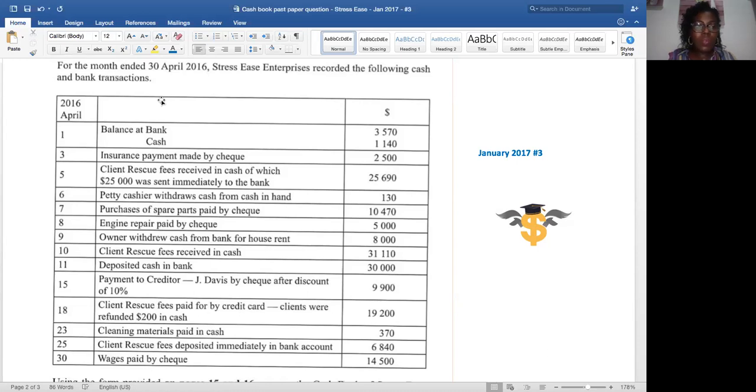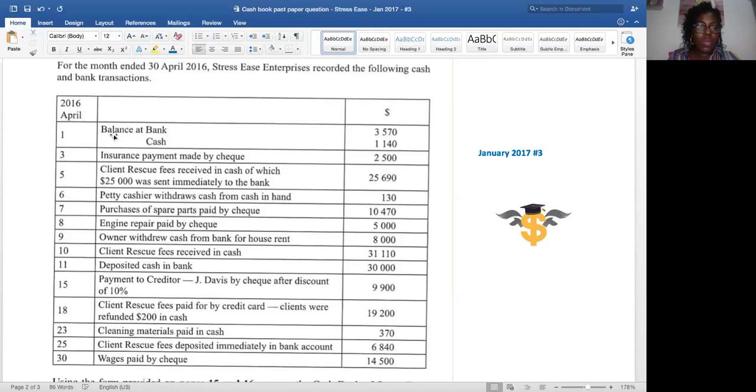So we start with for the month ended 30th of April 2016. Stress Ease Enterprises recorded the following cash and bank transaction. Okay, so we have a table here. We have to pull the information from the table and put it across into our cash book. As you go through each transaction, look to see whether the business is receiving money or the business is paying money out.